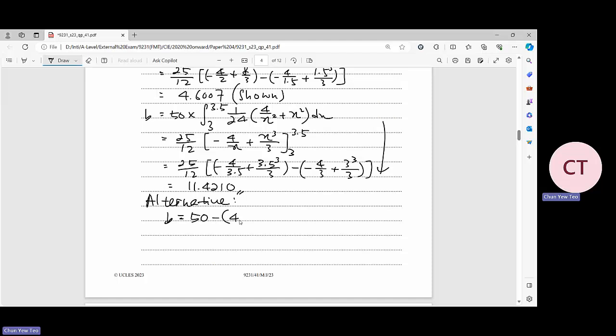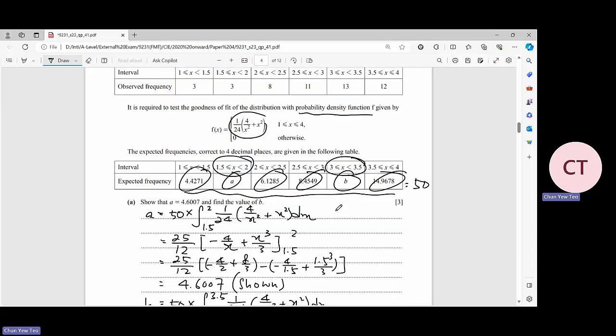Alternatively, B can be done this way. Just take 50 minus 4.4271, just write it down, plus 4.6007, plus 6.128, plus 8.4549, plus 14.9678. Okay, so at the end you will also get the answer 11.4210. Okay, so that is the answer for part A.